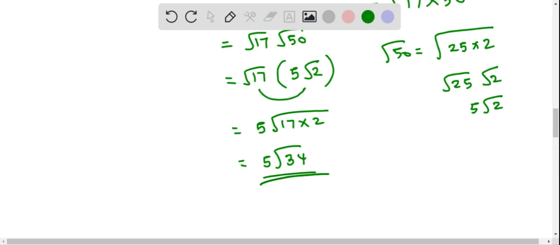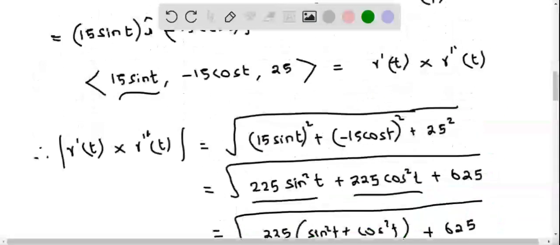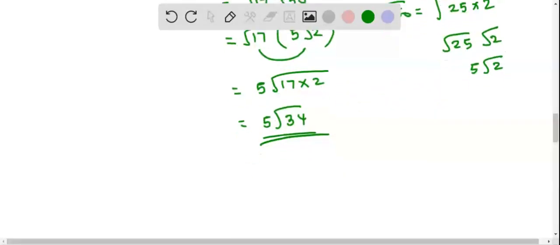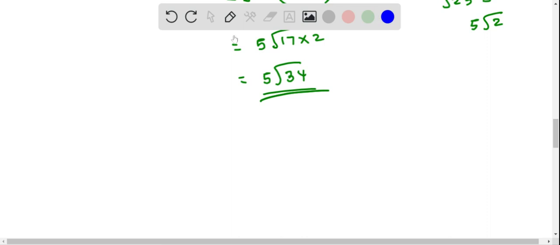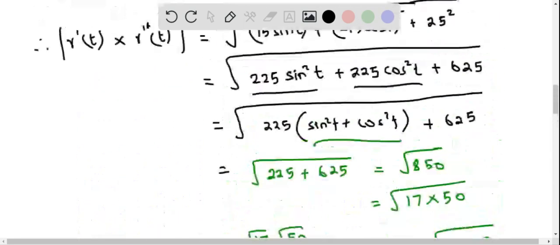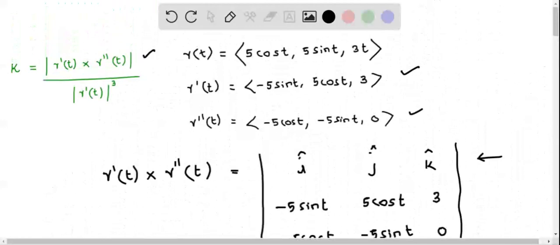And this quantity represents the magnitude of the cross product of r prime of t with r double prime of t. So you can rewrite this here as the magnitude of r prime of t cross r double prime of t, which we have just found. Now, if we look at the curvature formula, in the denominator we have r prime of t, and we have to find its magnitude and cube it. So let's do that now.